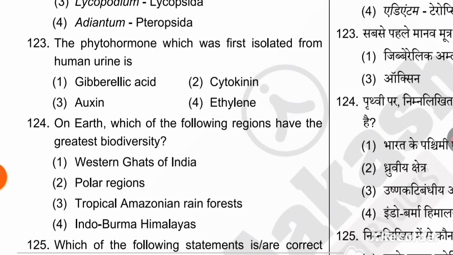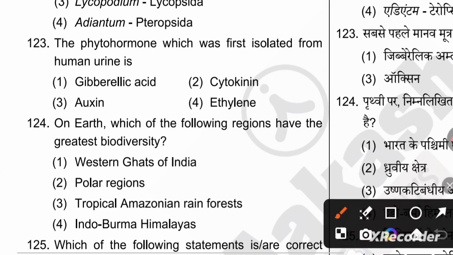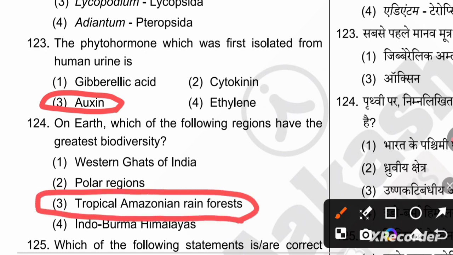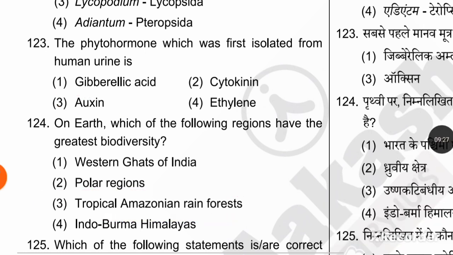The phytohormone which was first isolated from human urine, the first plant hormone isolated was auxin. Then, on earth, which of the following regions has the greatest biodiversity? You can find it in the tropical Amazon rainforest. Let us move to the next question, children.